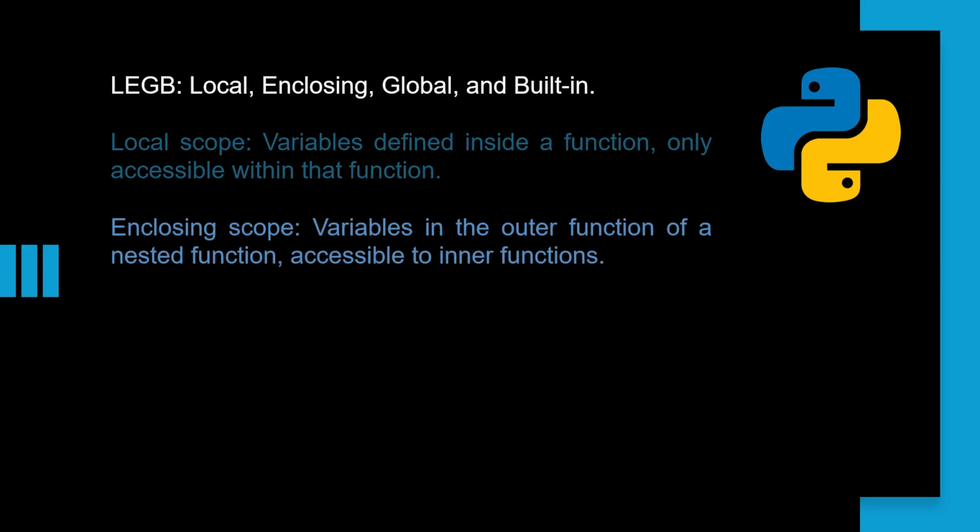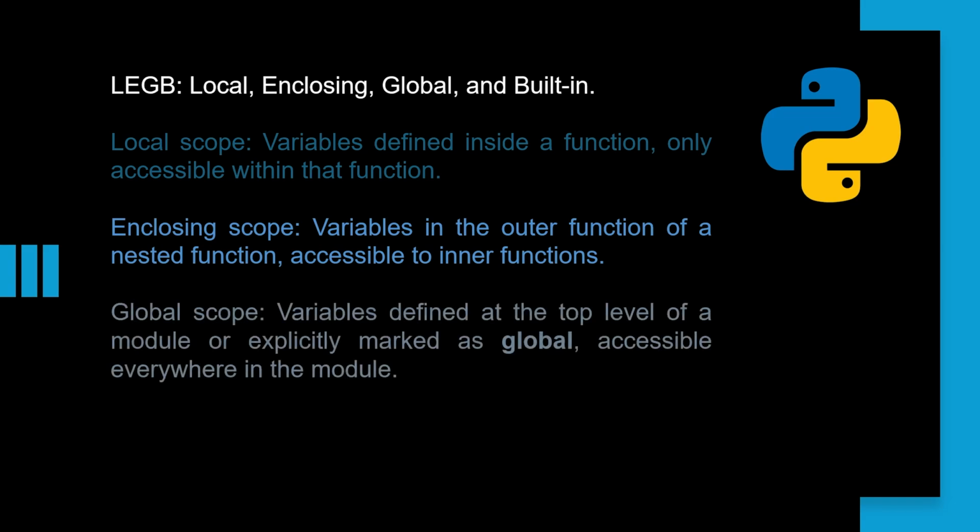Enclosing scope is for variables in the outer function of a nested function, accessible to inner functions only. If you remember our functions video, you can clearly understand what I mean by this sentence. So you can only access it from the inner function by using nested functions.